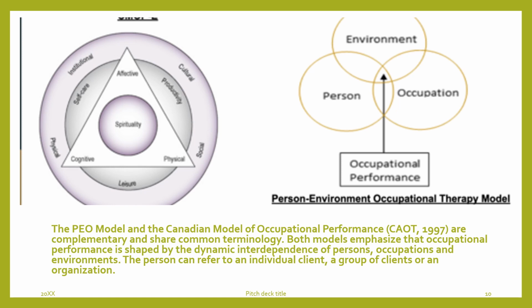Okay. Then here it's talking about how the PEO model and the Canadian model of occupational performance are complementary and share a lot of the same terminology. They're both Canadian. They both emphasize that occupational performance is shaped by the dynamic interdependence of persons, occupations, and environments. And the person can refer to an individual client or a group of clients or an organization.